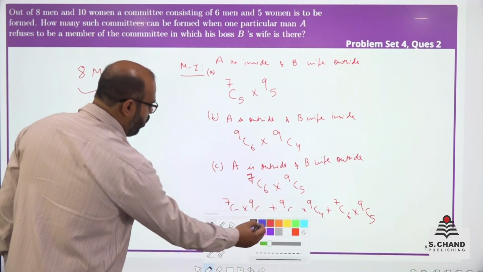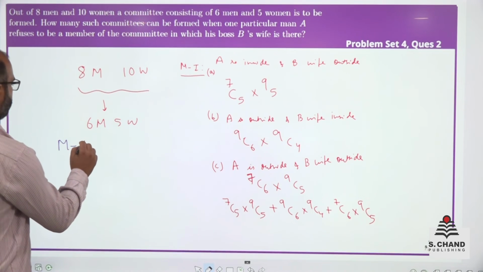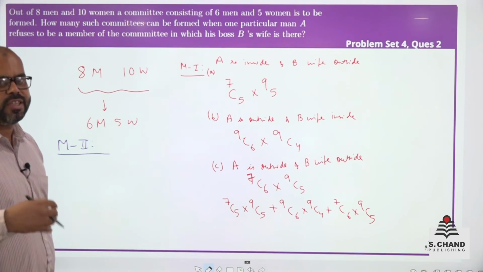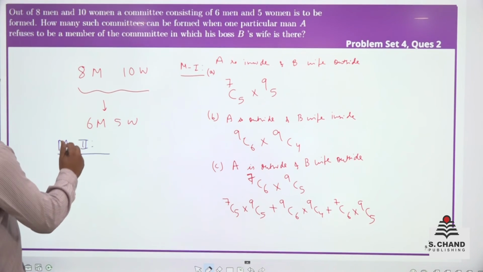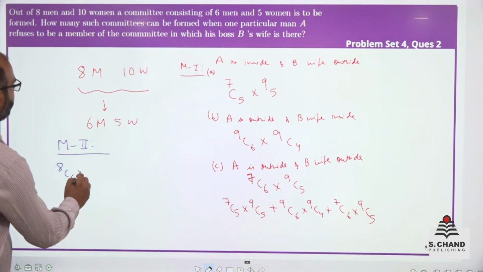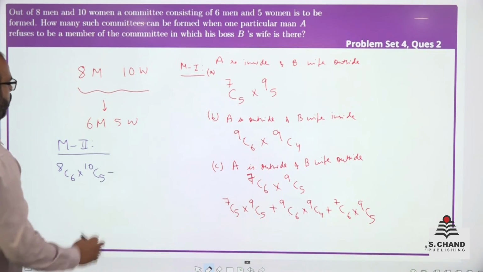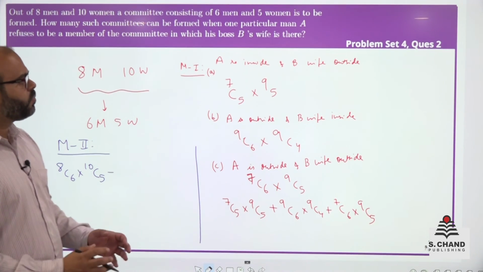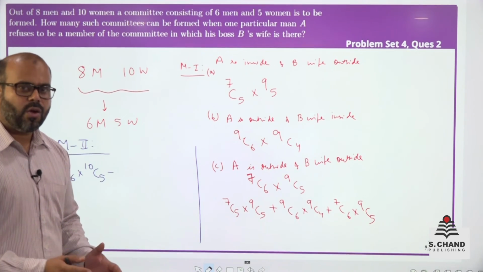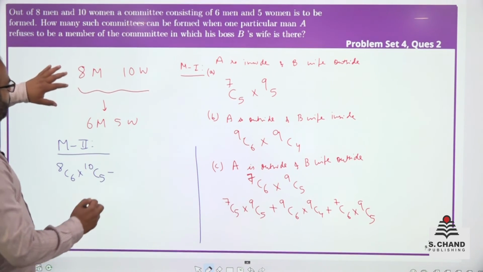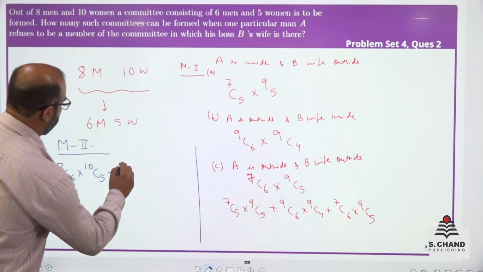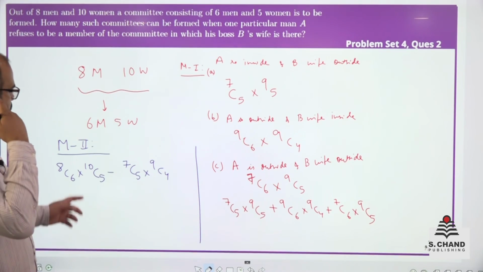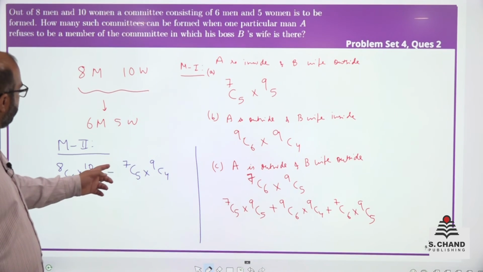Next, there is an alternate method, method 2. There we will take the total number of ways of selecting the committee irrespective of any condition. So, 8C6 into 10C5. Now, eliminate the condition which is there. That means, if I take B's wife there and A also there, so if both are inside, then the number of ways is 7C5 into 9C4. So, subtract that case from the total case. So, this will be the answer.